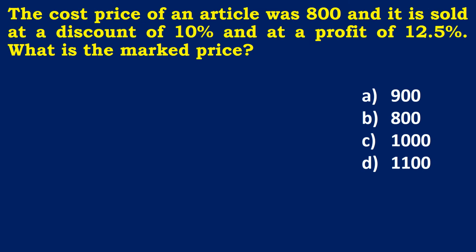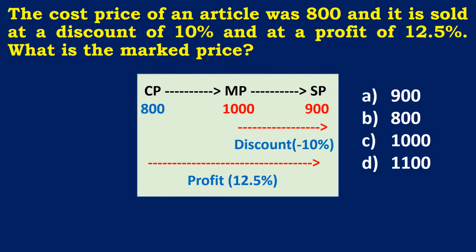Here is an example to help you understand the concept of discounts. The cost price of an article was 800, and it is sold at a discount of 10% and at a profit of 12.5%. What is the marked price? To determine the marked price, we must first calculate the profit and then the discount. The cost price of the article is Rs 800. The profit percentage is 12.5%. As a result, the profit will be 12.5% of 800, or 100 rupees. The selling price of the article is the sum of 100 and 800, which is 900. To calculate the marked price from the selling price with a 10% discount, divide 900 by 0.9, which equals 1000 rupees.